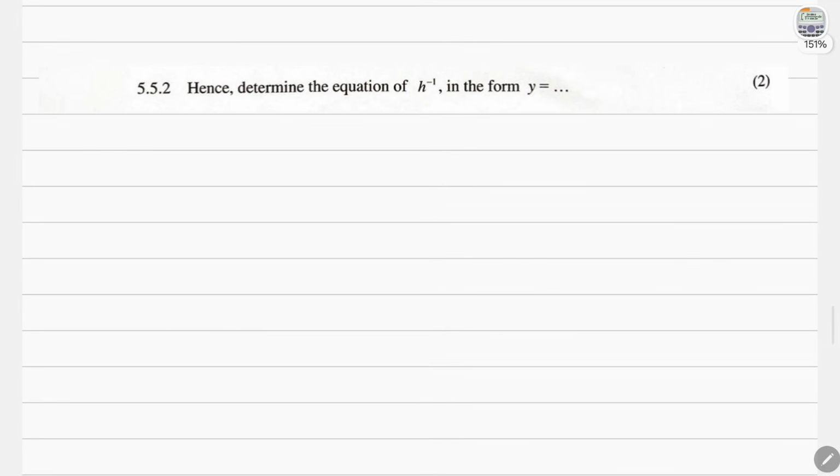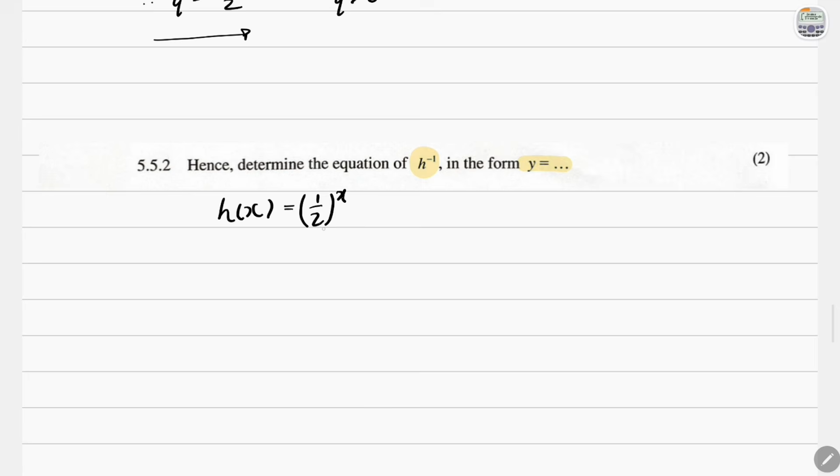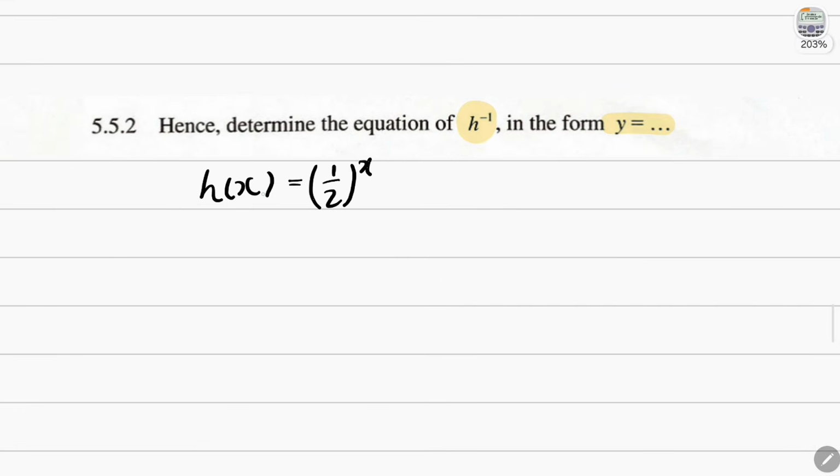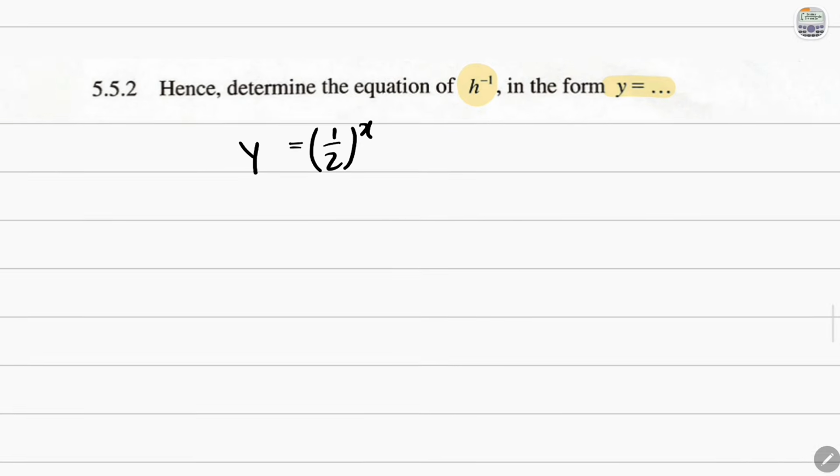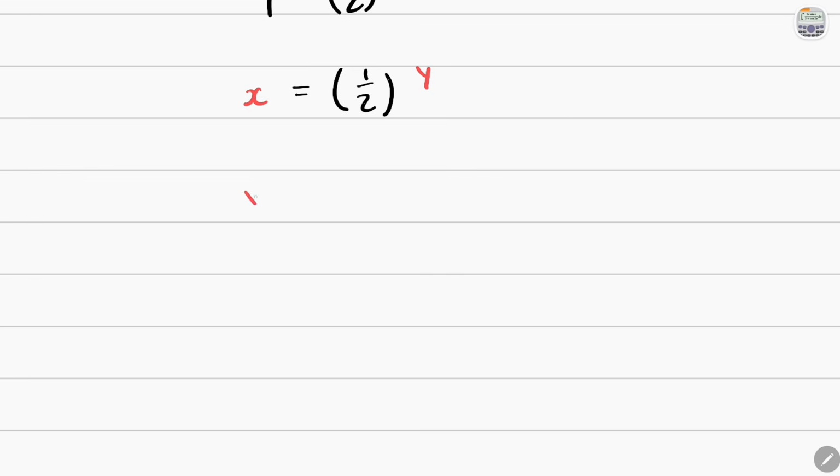Question 5.5.2 says, hence determine the equation of the inverse of h in the form of y equals. Okay, so we know now that the graph of h is y equals a half to the power of x, because we found out what q was. And so to find the inverse, we first swap the x and y value. So now this is x equals a half raised to the power of y. And to make y the subject, we're going to use log. So we'll just say y is finally equal to log, and our base is 1 over 2, and then we'll put x. And that is our answer.